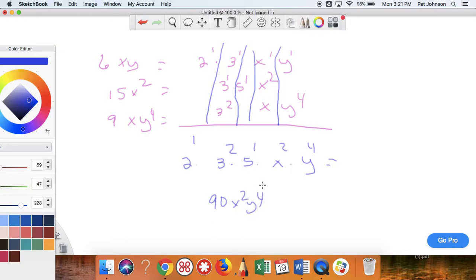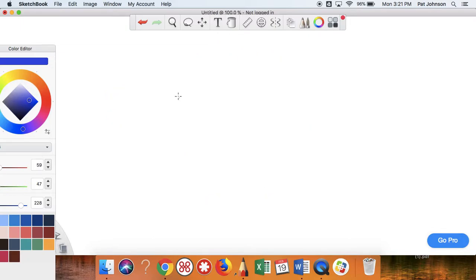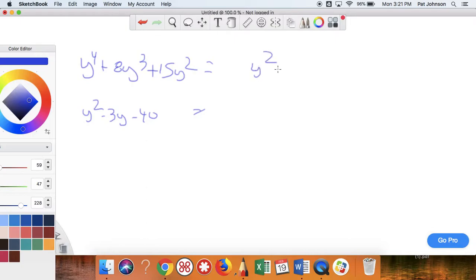It's really that simple. Now let's look at a polynomial and see what that does to our polynomial. We have y to the fourth plus 8y cubed plus 15y squared, and we have y squared minus 3y minus 40. So we've got to factor this. The first one factors out to y squared times, and this is not about factoring, so I'm not going to show it here, but if you need help, I can help you outside of or during class.